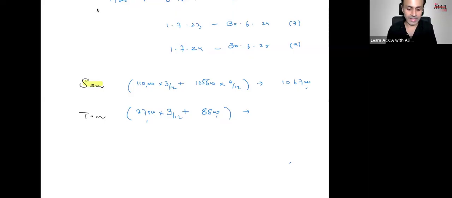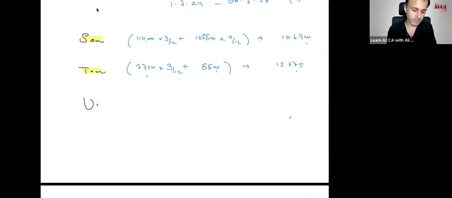This, again, I'm telling you, is all about analyzing. If you don't analyze it well, you will struggle. 15,675 is going into the tax year of Tam.